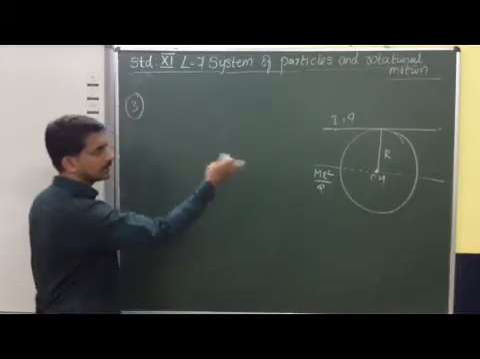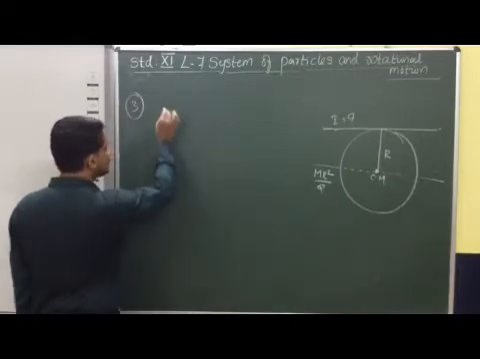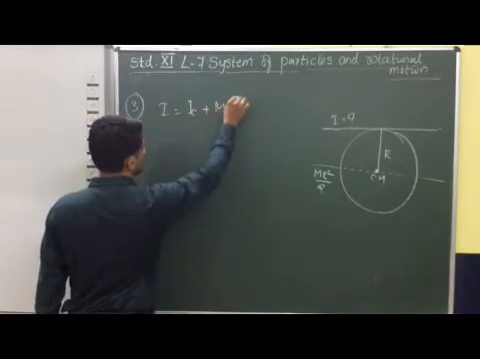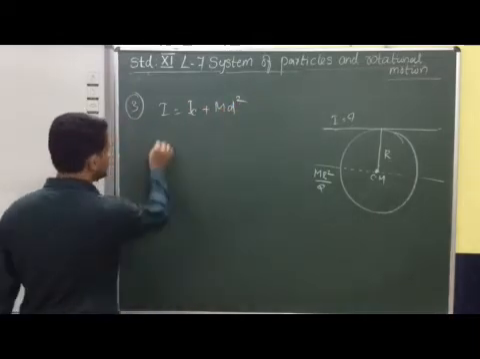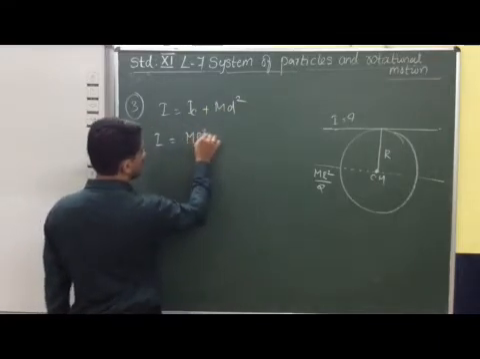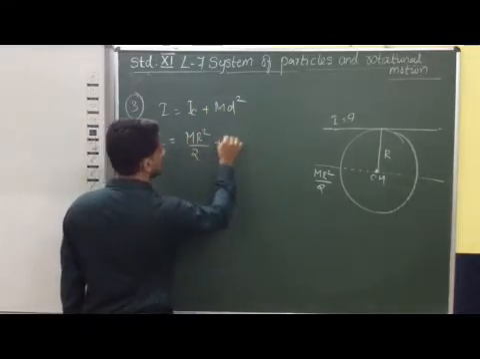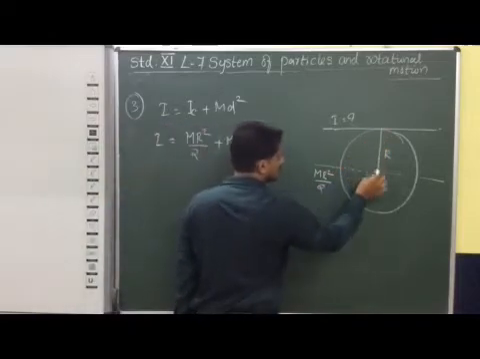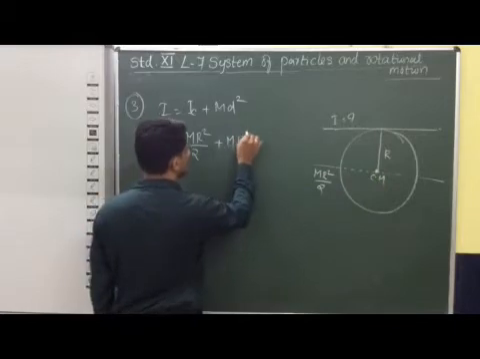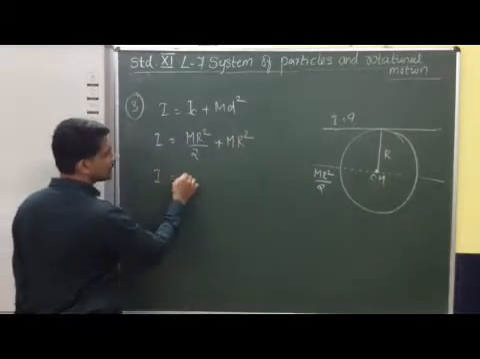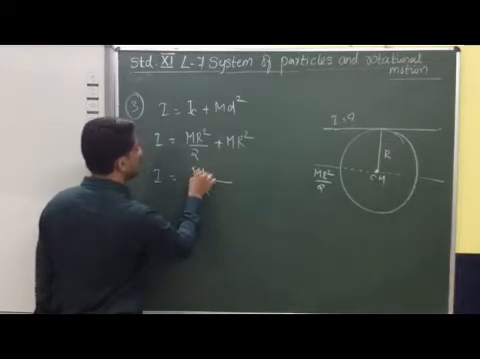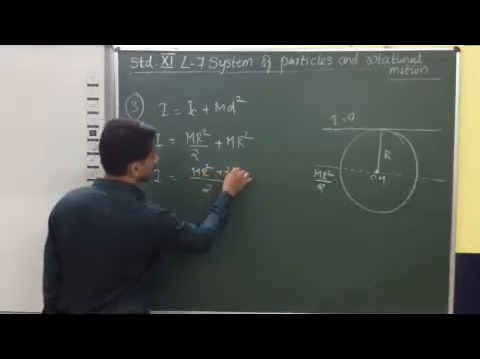So in this case we can apply the parallel axis theorem. That means I is equal to I_C plus M d square. So I is equal to I_C, which is M R square by 2, plus M into d square, where d is this distance, that is R square. So the equation becomes, taking the LCM, M R square plus 2 M R square.